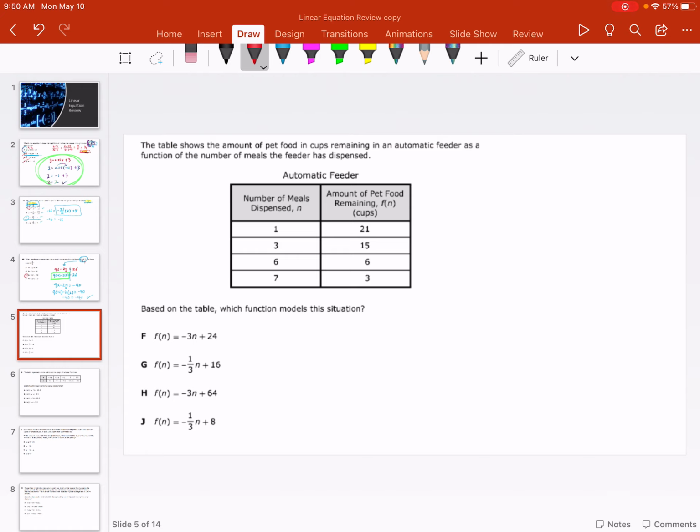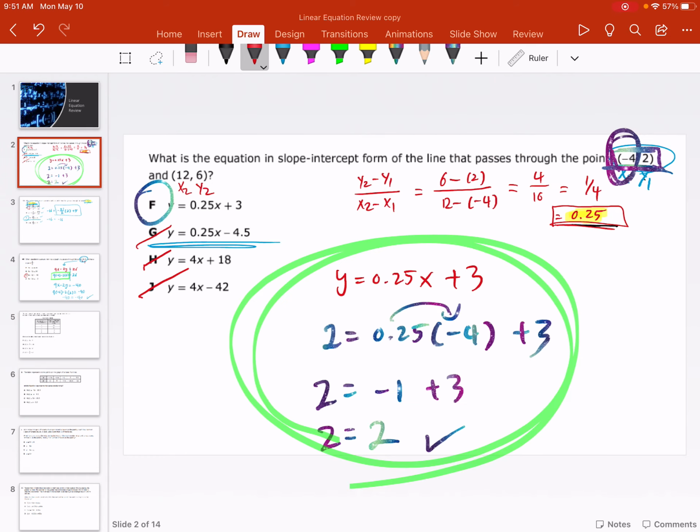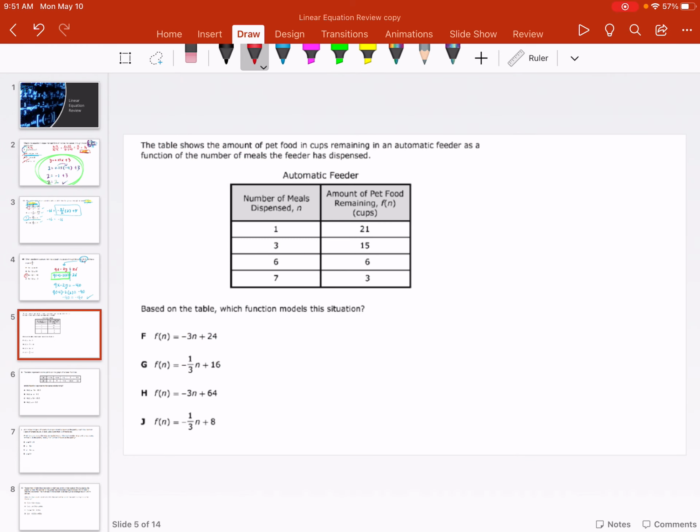All right. What about a table? What can we do? So it's simple. We are going to find equations from the table. The traditional method is pretty much the same, just like these questions here. Traditional method like x1, y1, x2, y2, and find the slope, and then find the equation, like 15 minus 21 over 3 minus 1 is going to be what? -6 over 2, which is -3. So your slope is -3, so the answer is going to be F or H.